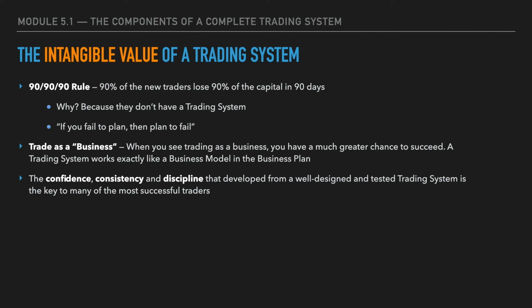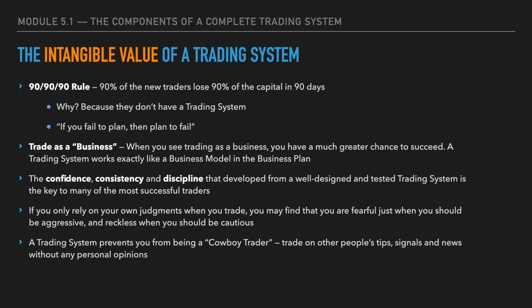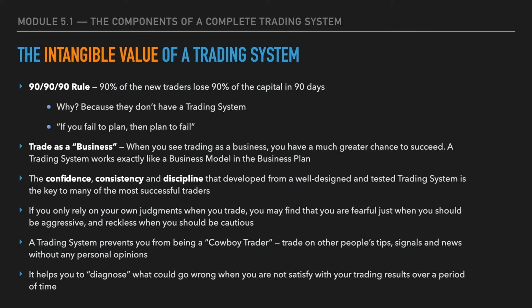A well-designed trading system can help traders become more disciplined, consistent, and confident. If you only rely on your own judgment instead of a trading system, you will find that you become fearful when you should be aggressive, and you become reckless when you should be cautious. Also, another important intangible value of having your own trading system is that it stops you from trading on other people's tips or signals. Signal services and online tips are really dangerous things for beginners learning how to trade. And last, having a trading system will allow you to review your trading results and where you can improve to achieve a better result and become a better trader. So these are some of the intangible values of developing your own trading system before placing your first trade.